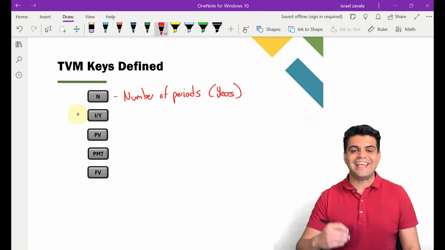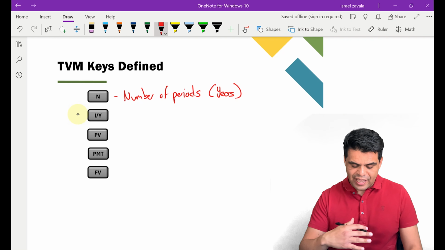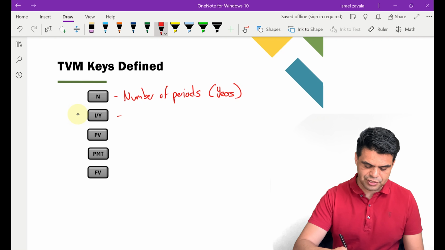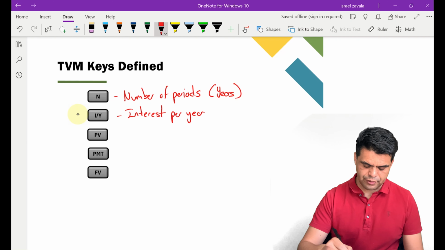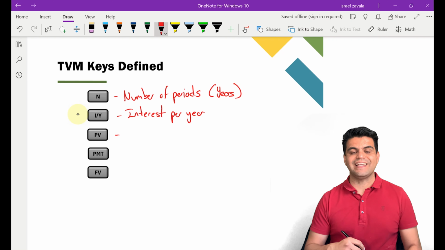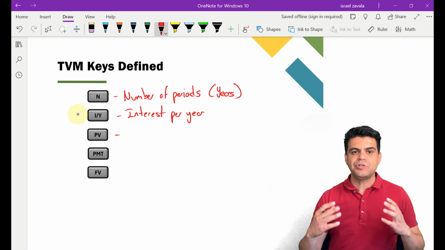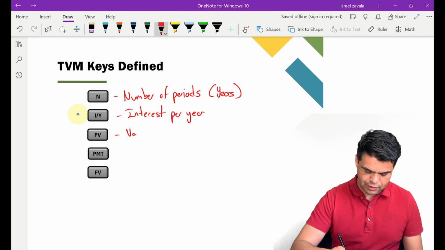The next one is interest per year, or the nominal interest rate. There's a lot of finance terms here, but just interest, interest per year. That's why we have the divisor sign here, right? So this is just our interest per year. Now, the next key is our present value. This is the value of money in today's dollars.